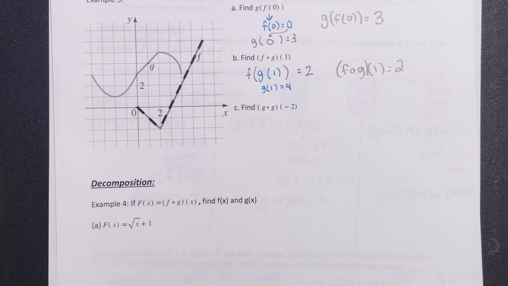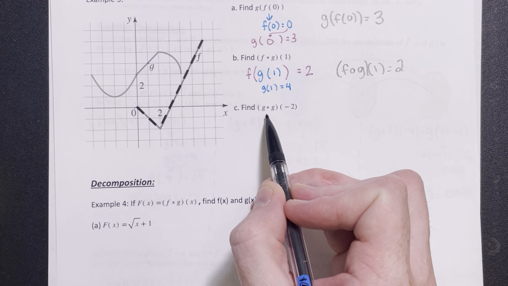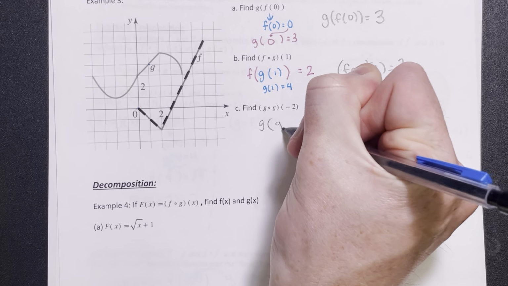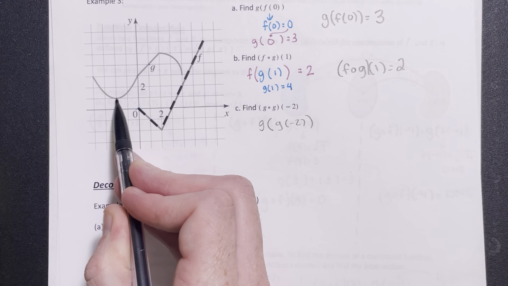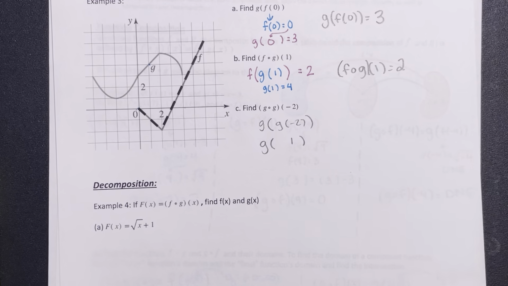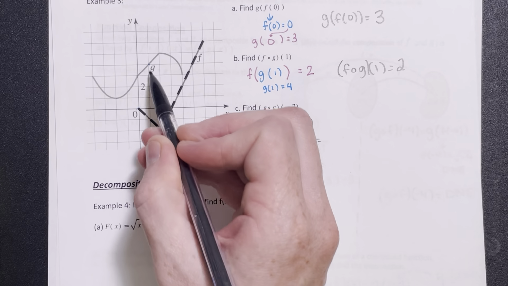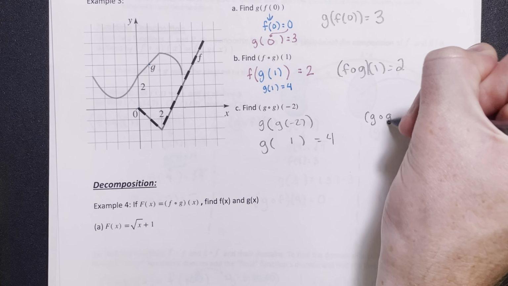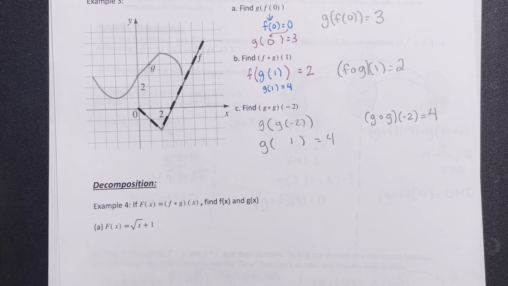Then we have g of g. You can compose a function with itself. It doesn't have to be two different ones. So g of g of negative 2 means we're going to start with when x is negative 2, where is g? And it's at positive 1. So that would be equivalent to saying g of 1. Well, now g of 1 is back at 4. So g of g at negative 2 will be 4.